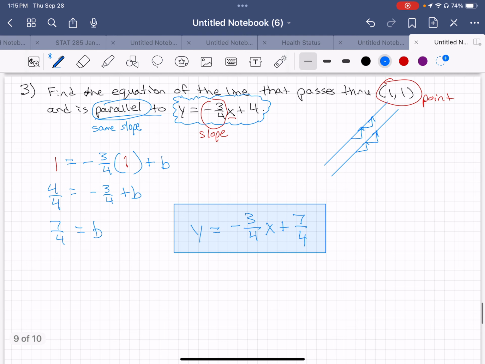I want to do part B. I want to change the question. What if we change this to perpendicular? Perpendicular is at right angles. So if I have one line here, the perpendicular needs to come at right angles. So it would cross it with square corners. All four of these are right angles.